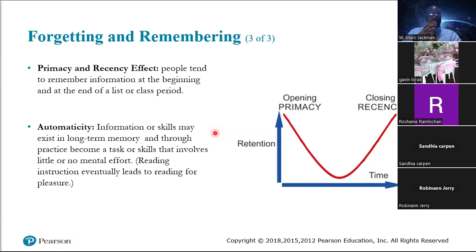Automaticity refers to informational skills that exist in long-term memory for such a long time and have been practiced so regularly that they are executed without even putting any thought into the process, right? So certain behaviors, certain things that you learn become automatic. So as teachers, if I ask you the 7x, 8x, 9x tables, you won't have to write down counters or try to calculate it. You have dealt with those so many times that they're automatic. They fall into the category of automaticity.